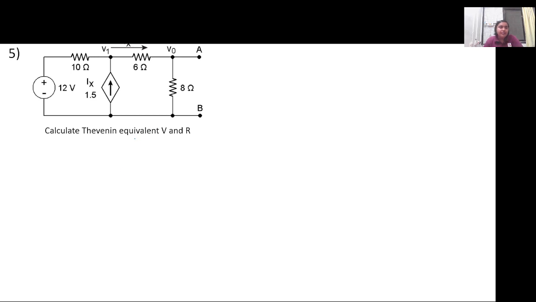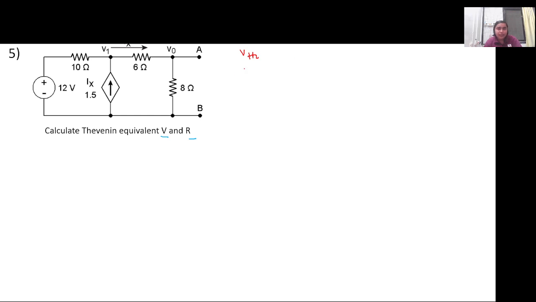Again, we have to calculate the Thevenin's equivalent voltage and resistance for this particular circuit. Since we have already solved one problem on this, any one of you will assist me how to go about solving this, right? To solve, we will calculate the Thevenin's voltage at first, and then we will calculate the resistance by short circuiting this terminal AB.